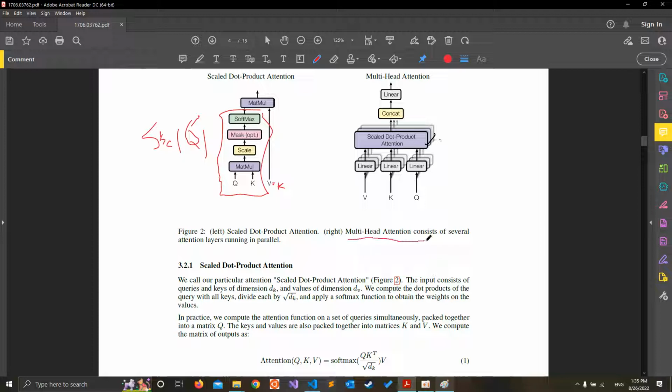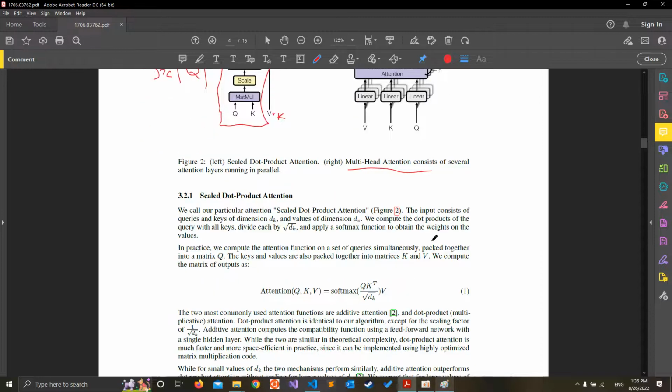What multi-head attention does here is, instead of using just one simple scaled dot product, it uses multiple heads and uses parallelization to make it faster, which I will explain in the future. We are not going to do that in this part. But you should know that multi-head attention is not a new thing. It's just scaled dot product attention, but it uses parallelization to make it faster.